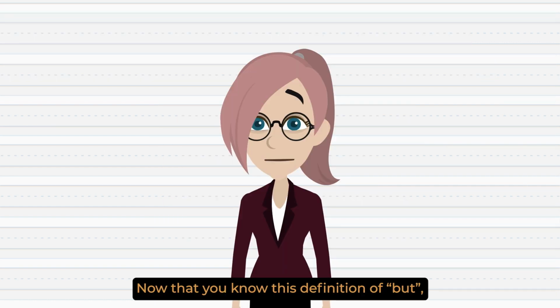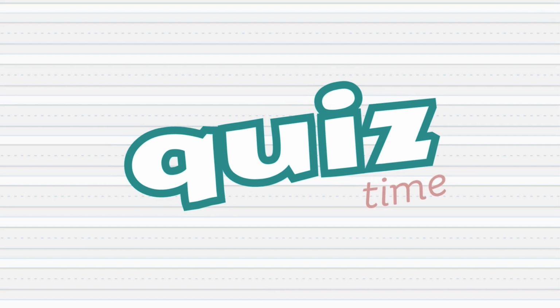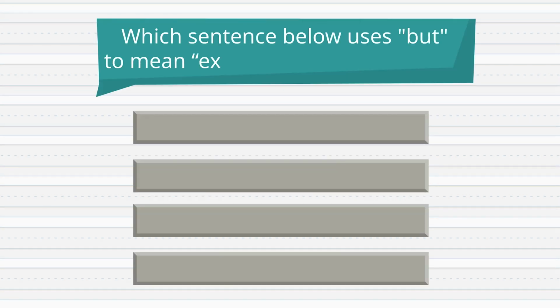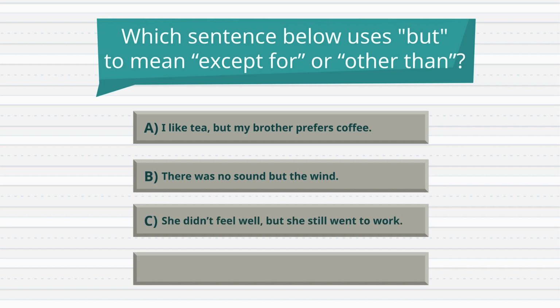Now that you know this definition of "but," let's take a quick quiz. Which sentence below uses "but" to mean "except for" or "other than"? A. I like tea, but my brother prefers coffee. B. There was no sound but the wind. C. She didn't feel well, but she still went to work. D. Everyone but Sarah attended the meeting.